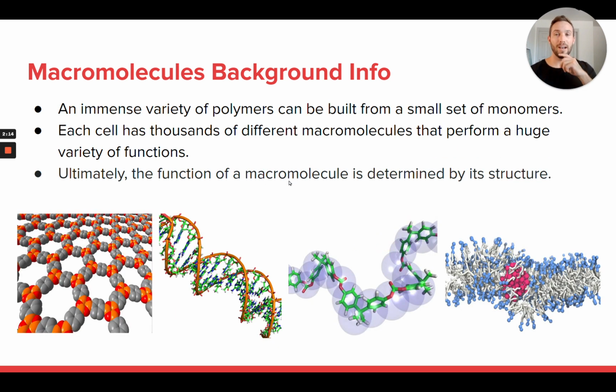Then just real quick, there's a huge diversity and variety of polymers that exist in living things that are all built from a small set of monomers. With these small building blocks, we can make a lot of different things. I kind of use the analogy of Legos. With just a small number of different types of Lego pieces, you can build a very large amount of structures that do different things. Each cell on this planet contains thousands, tens of thousands, hundreds of thousands of different macromolecules that are performing a variety of super important functions.